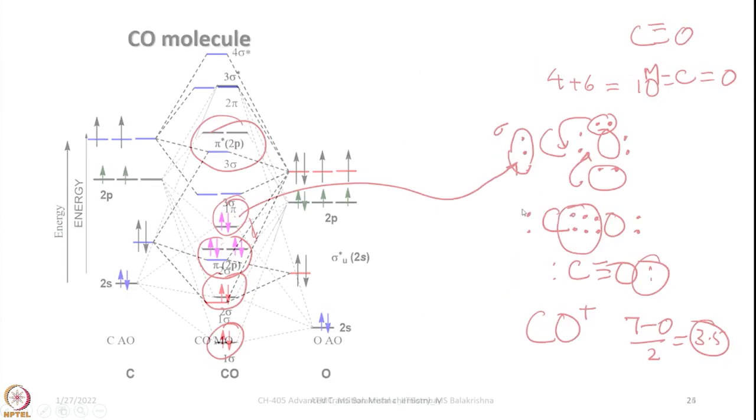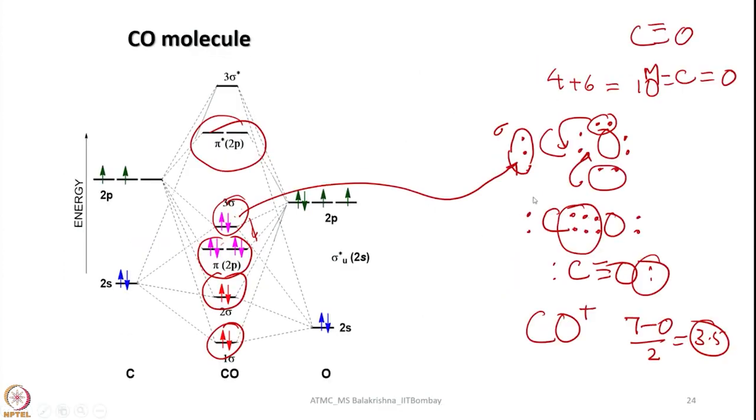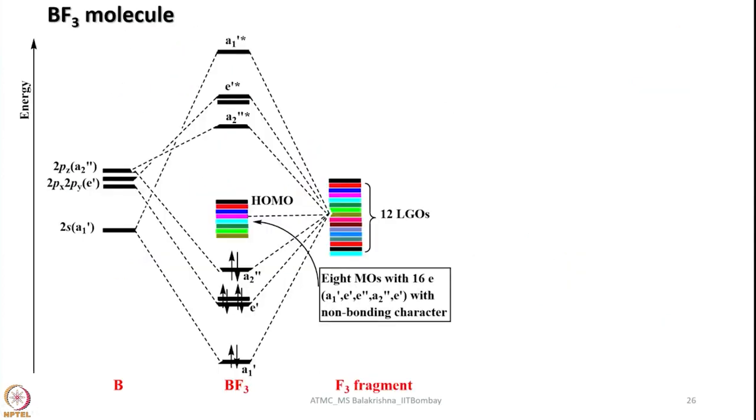And the right one is the one I wrote here. This is the most appropriate MO diagram for carbon monoxide. Let us look into another interesting molecule, BF3.